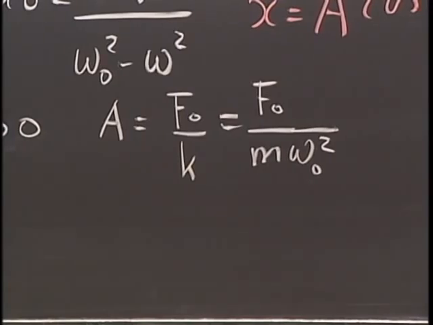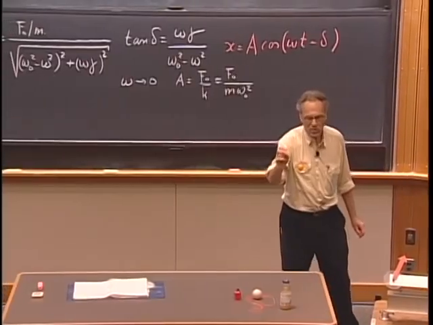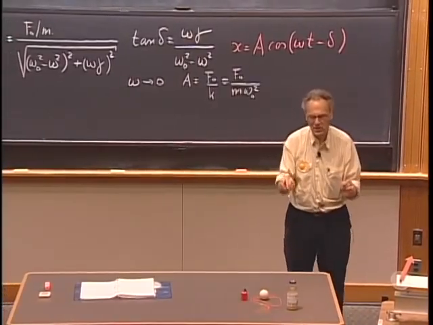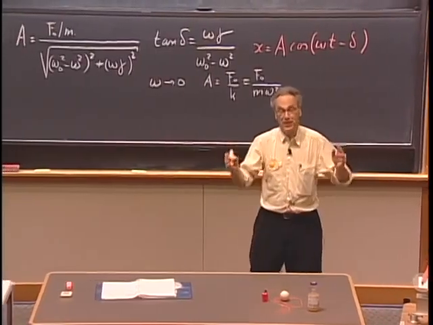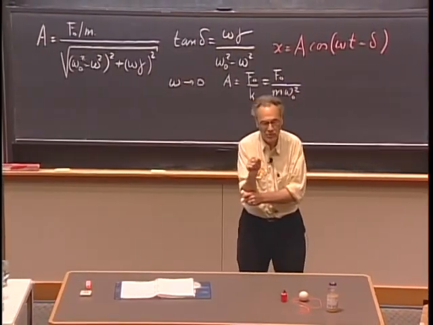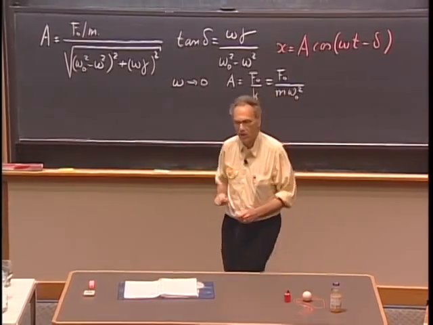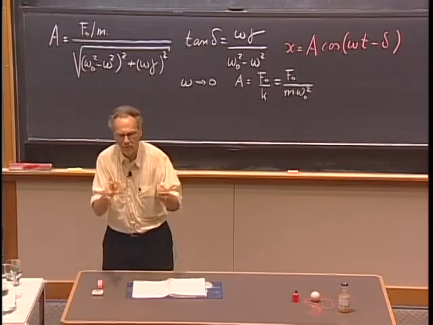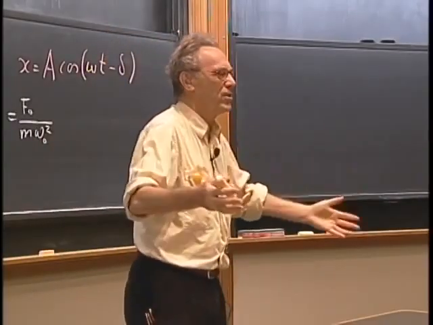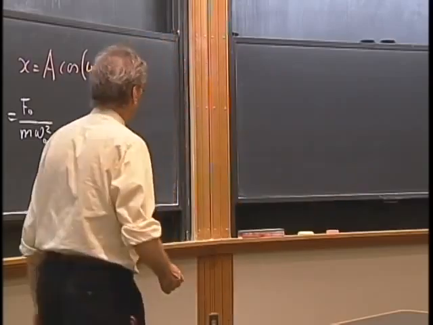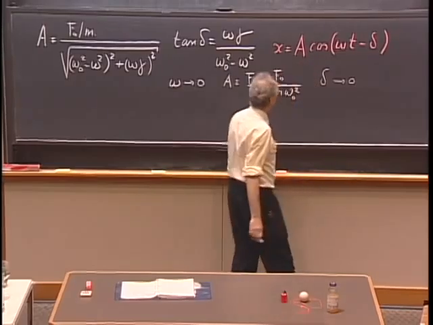Now, without looking at equations, can you guess what the phase difference is between the driver and the follower, if it takes 100 million years for that force to slowly reach its maximum and 100 million years to go back again? What do you think will be the phase difference between the two? There'll be zero, of course. There's plenty of time for that object to follow. So you expect that delta becomes zero.